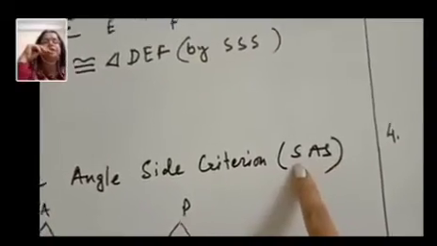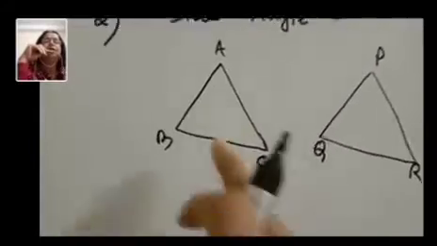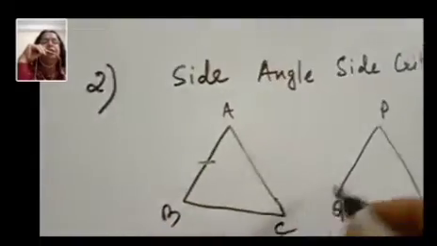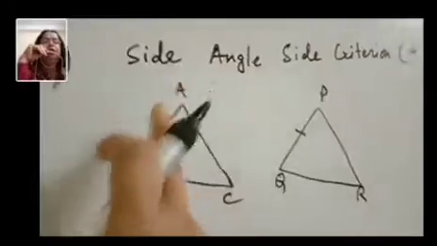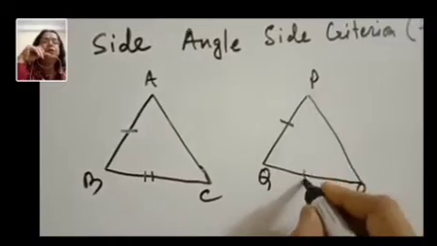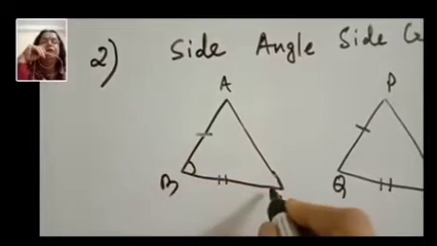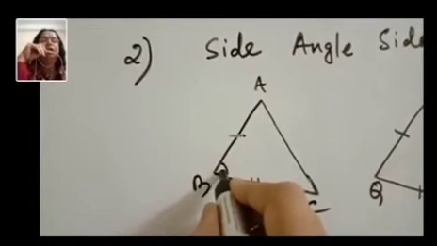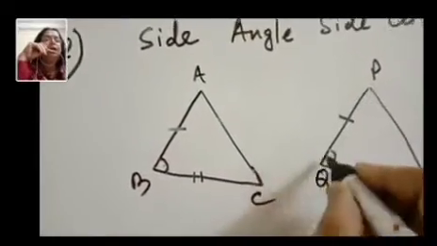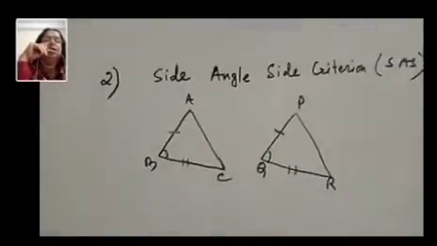Next, SAS criteria, the side angle side criterion. Let us take our triangles again, ABC. Say AB side is correspondingly equal to PQ, and say BC is equal to QR, and angle B, the included angle between the two sides, is equal to the angle including the two sides of the other triangle. Say angle B is equal to angle Q.